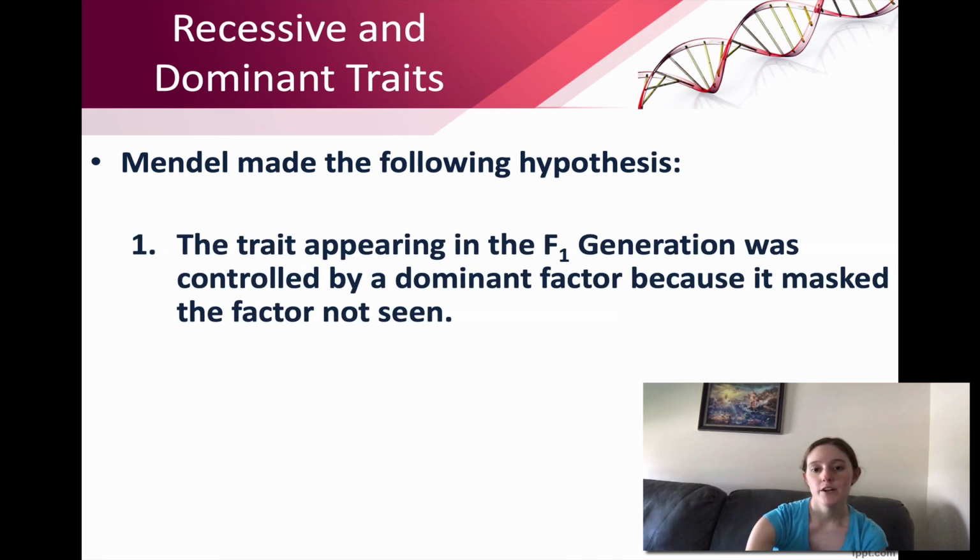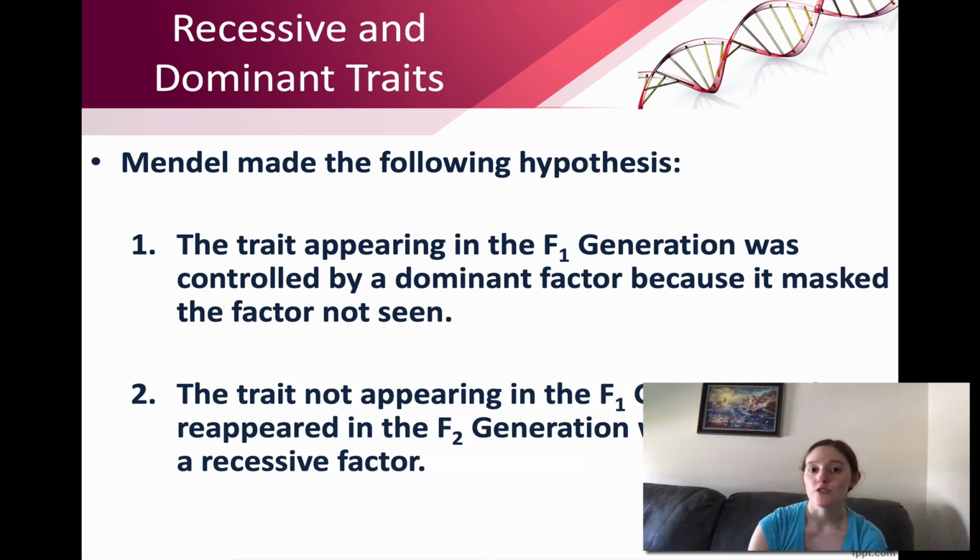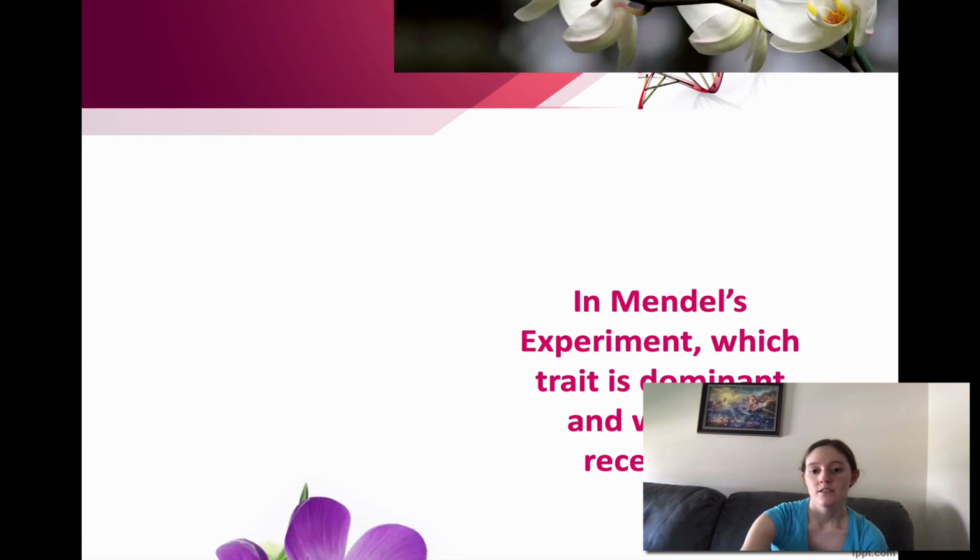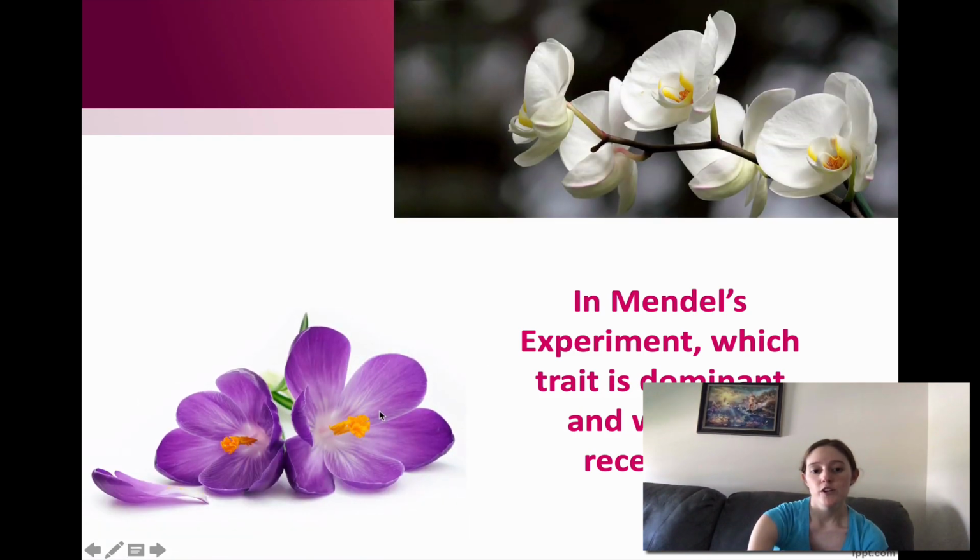So he said that the trait appearing in the F1 generation was controlled by a dominant factor because it masked the factor that was not seen, and the trait that was not appearing in the F1 generation was going to be recessive. So looking here, the purple trait would be dominant, the white trait would be recessive.